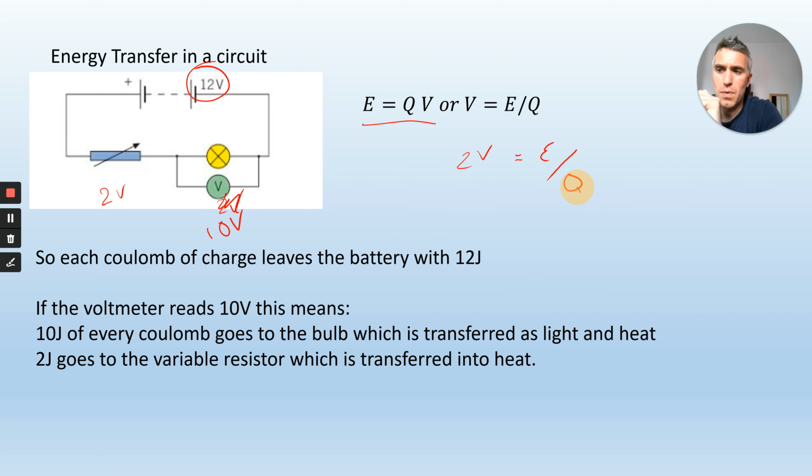Now, the energy they get from the battery, this is a battery, so what type of energy do we have in a battery? It's chemical. But what does a battery do, what type of energy does it transfer into? Electrical energy. So chemical energy turns into electrical energy.